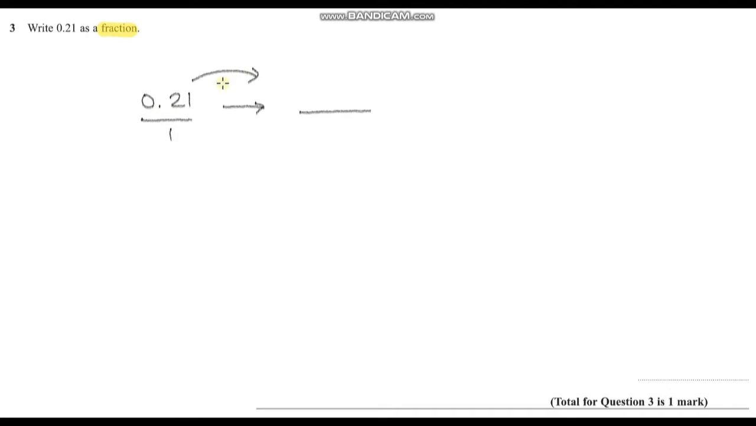Well, we could multiply by 100. If we multiply by 100, that will get rid of the decimal because 0.21 times 100 is 21. But whatever we do to the top of a fraction, we have to do the same to the bottom. So we have to multiply that by 100 as well. 1 times 100 is 100. So this is our answer, 21 over 100.